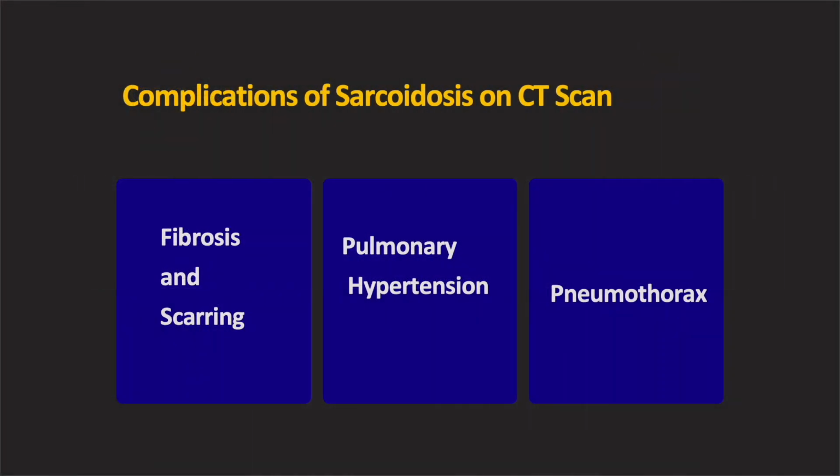Sometimes CT scan also helps us diagnose the complications of sarcoidosis, and in that, pulmonary hypertension is a very common accompaniment. So, whenever pulmonary hypertension is seen in a case of sarcoid or suspected sarcoid, again, this adds a lot of diagnostic value.